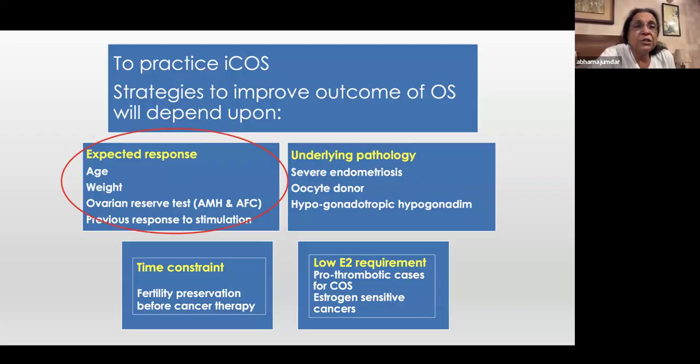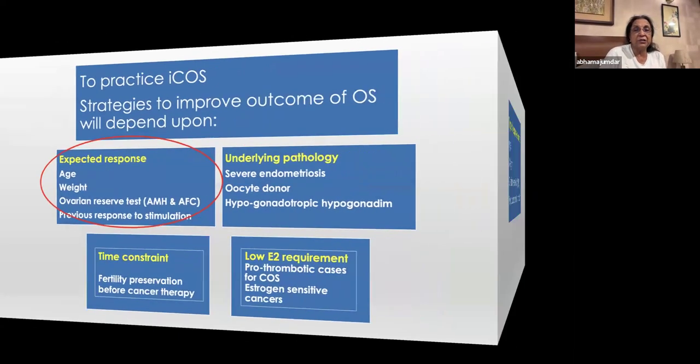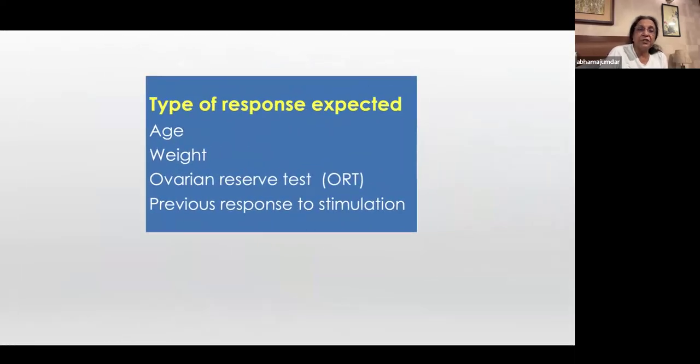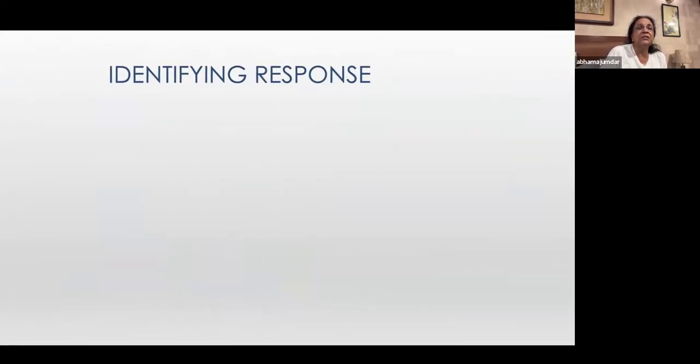What do you see to be able to give individualized controlled ovarian stimulation? You look at the expected response. There are other things also which you look into before you start stimulation, but we are only going to talk on this. And what are the things we consider? The age, the weight or BMI, and the ovarian reserve test, out of which AMH is becoming an indispensable test these days. And we also look at the previous response to stimulation. Having said that, the type of response, as I told, will depend on all these four things.